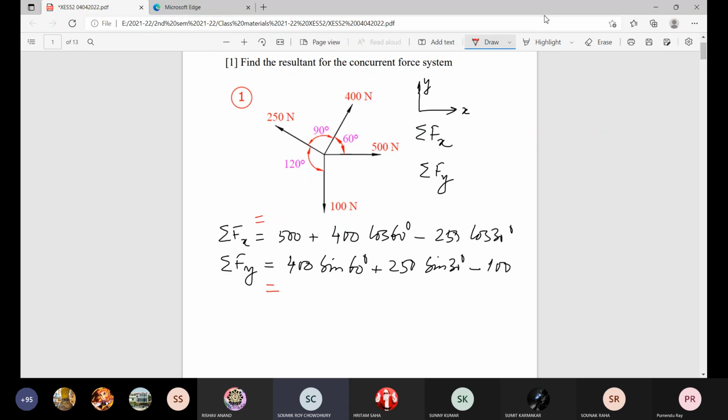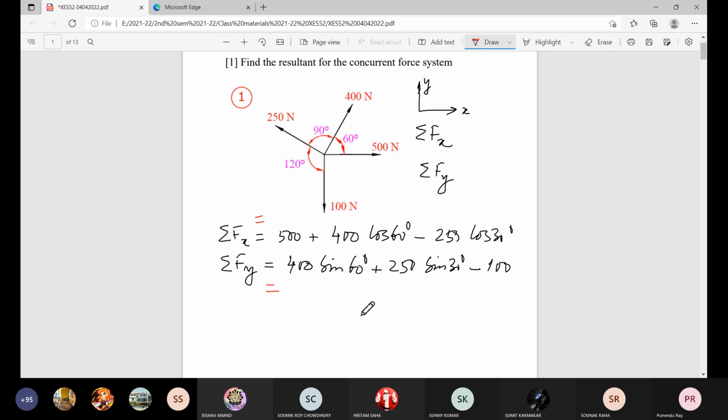Root 3 divided by 2 multiplied by 400, so 200 root 3 minus 250. Oh, sorry, cosine 60 is half, like sine 30. And for cosine 30 it is root 3 by 2. And ultimately, everybody must participate, whatever small, easy.